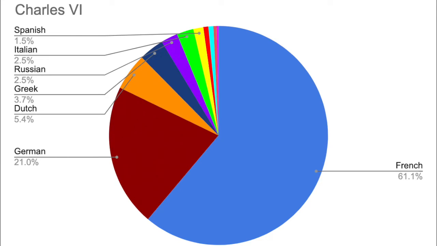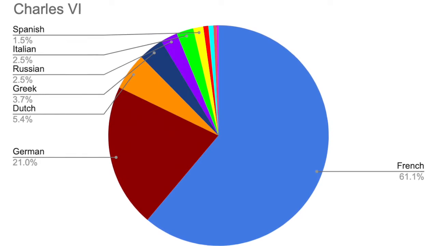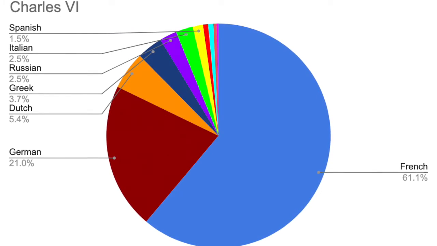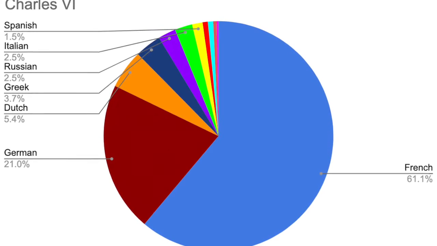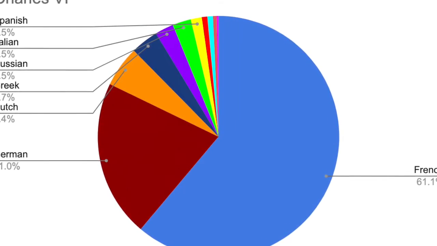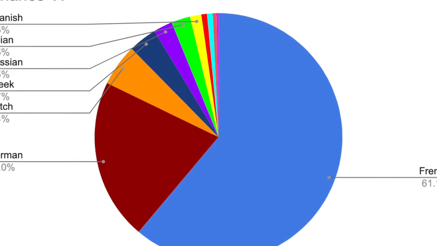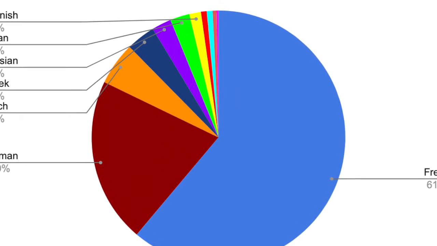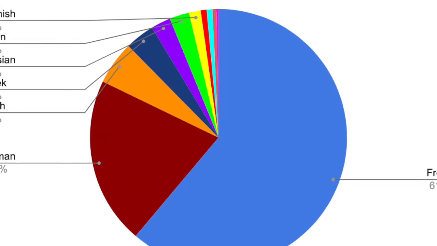Now, as for him, he was 61.75% French, 20% German, 5.25% Dutch, 3.5% Greek, 2.25% Russian and Italian, 1.5% Spanish, 1% English, Scottish, and Polish, and 0.5% Breton.